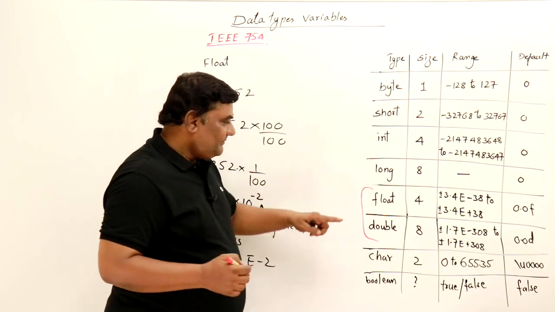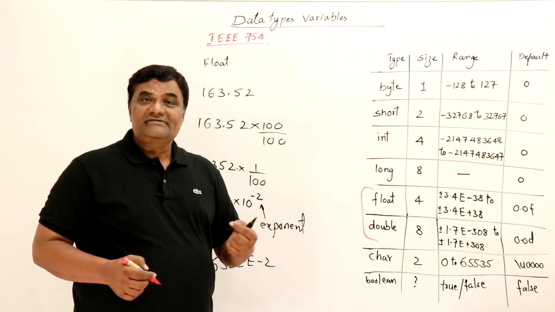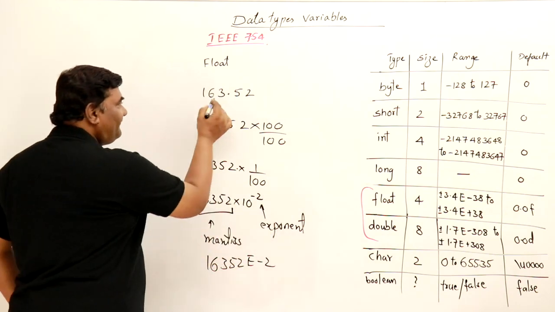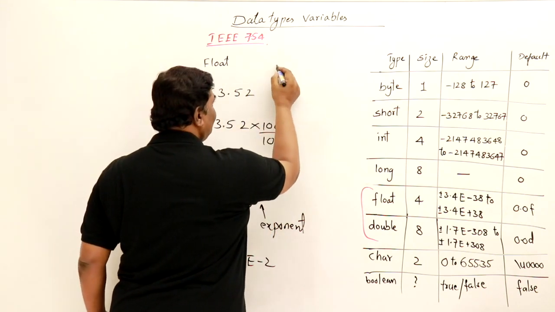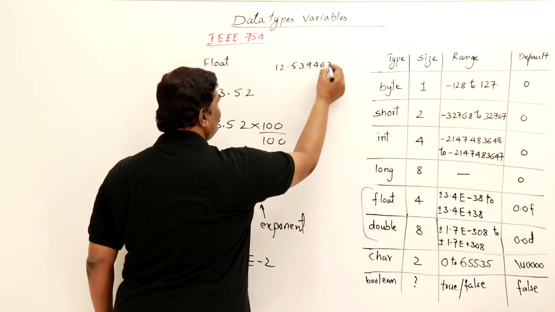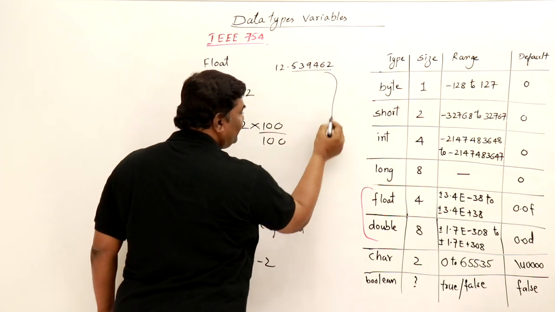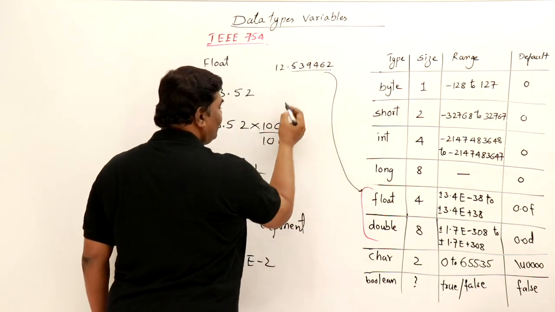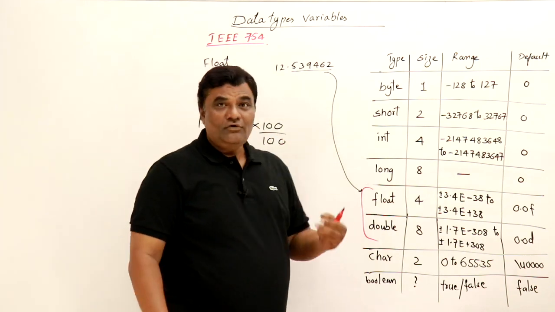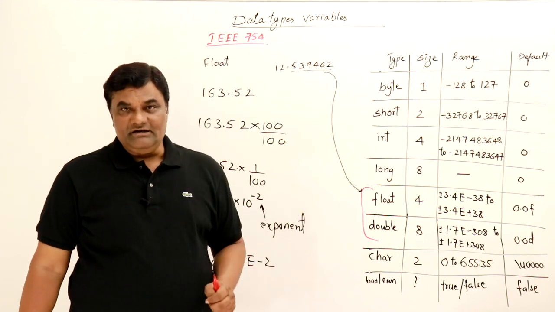Now the next thing, double. Why do we have a double? If you want a more precise value after the decimal point, then you can go for double. After the decimal, if you want a number like 12.539462, so 1, 2, 3, 4, 5, 6, up to 6 digits float is suitable. If you have more digits, then you can go for double. After the decimal point, if you want a more precise, more detailed value, then you can go for double.